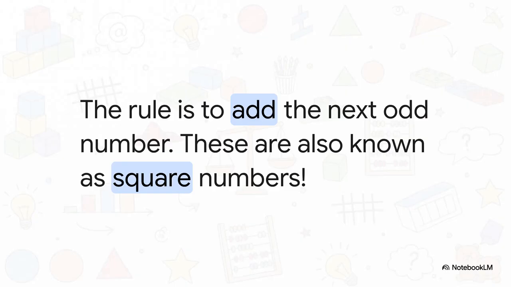Okay, you ready? The rule is actually beautifully simple. You're just adding the next odd number each time. To get from 0 to 1, you add 1. From 1 to 4, you add 3. From 4 to 9, you add 5, and so on. Now, what's also cool is that these are also known as square numbers, 0 squared, 1 squared, 2 squared, which just perfectly illustrates that there can be multiple, equally elegant ways to describe the same pattern.